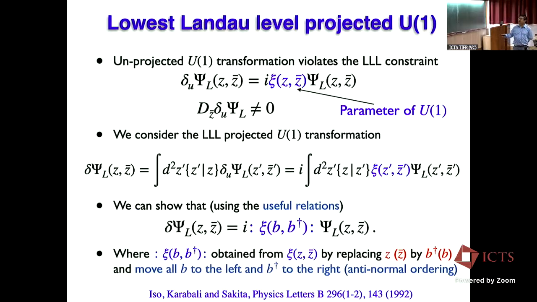And from the useful relation that we had before, we can show that the lowest Landau level projected U1 transformation has the following form. And here is some kind of anti-normal order in B dagger and B, as we saw before. So we can obtain it from any function by replacing z by B dagger and z bar by B. And after that, we do the anti-normal order. Okay.